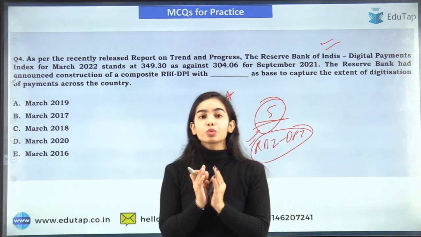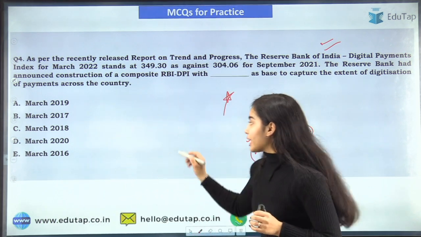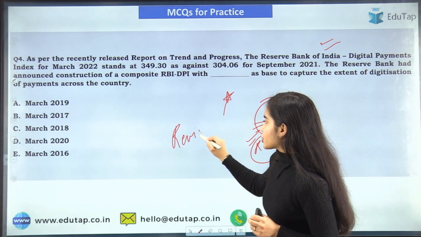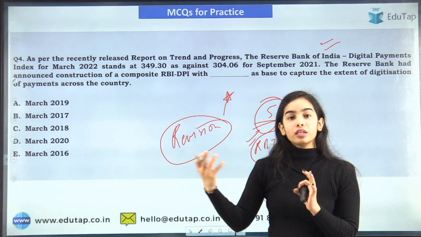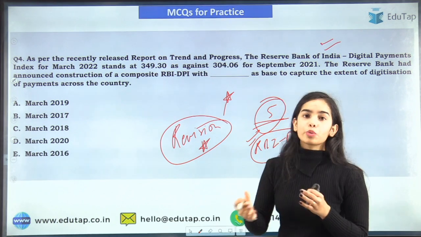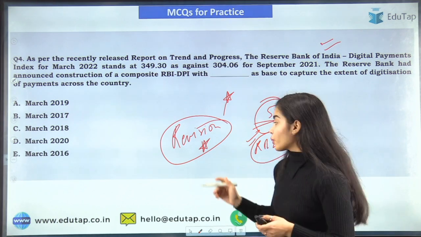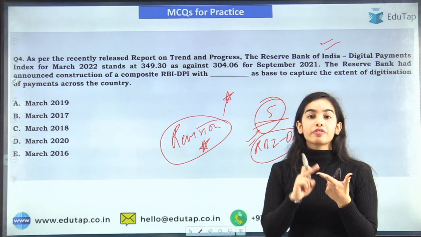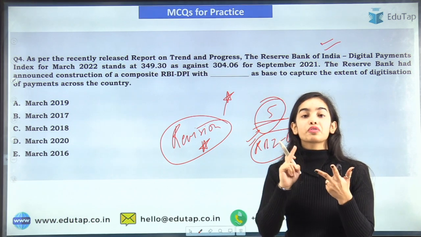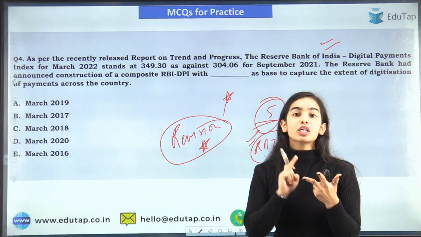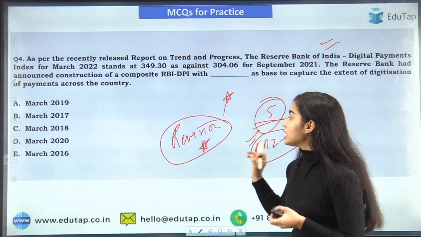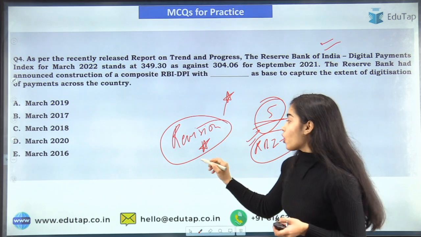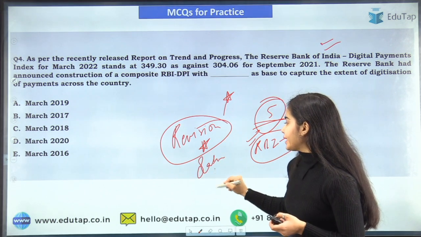Now there is a big announcement for you all that I'm going to take a revision session on all the important reports that were released in the previous 1-2 months. So that is the FSR we are going to discuss. We are going to do the revision of the report on trend and progress also. We are going to do the revision on the ombudsman also. We are going to discuss the Utkarsh report also. So all these reports we are going to revise on Saturday 10 AM.